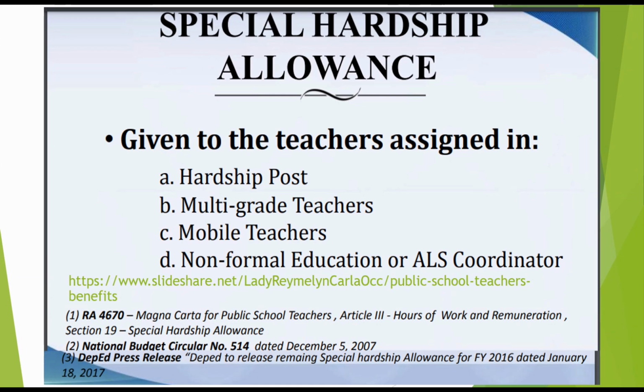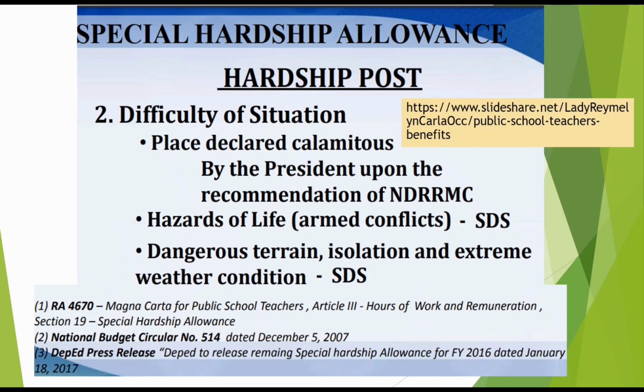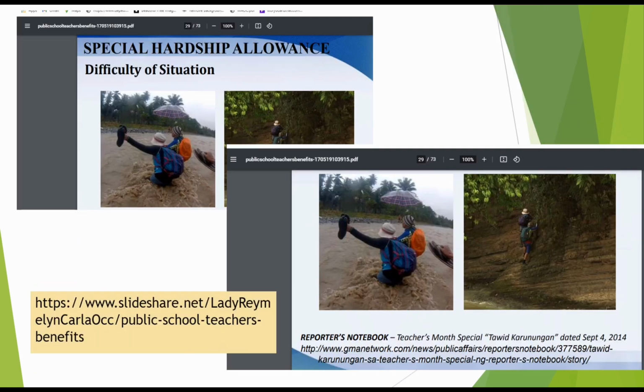So, a special hardship allowance is given to teachers who are assigned in hardship posts, multi-grade teachers, mobile teachers, and non-formal education or ALS coordinators. What do we mean by hardship post? These are the places in which transportation is very hard. Teachers would go hiking, animal ride, boat ride, and other means of unusual transportation. What else for hardship posts? These are the places in which your life is threatened due to armed conflicts, extreme weather condition, etc.